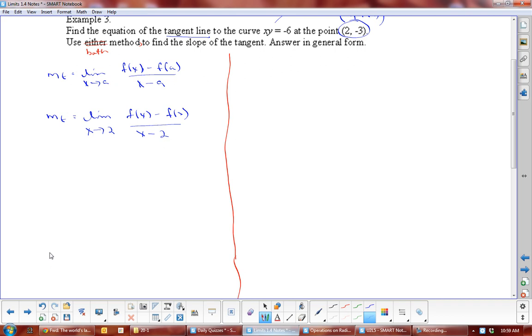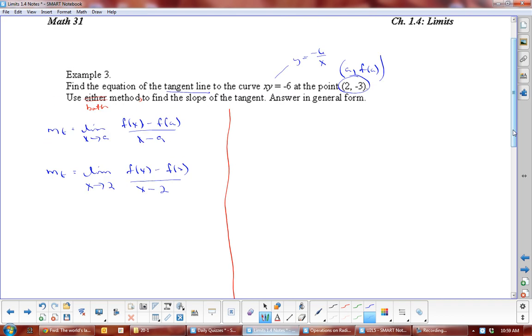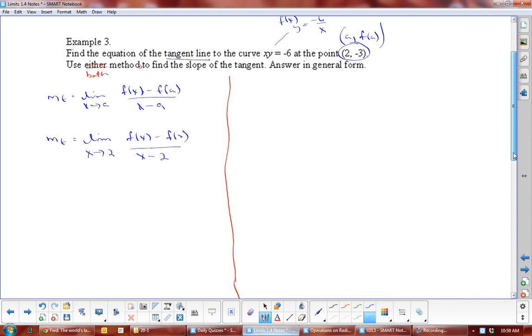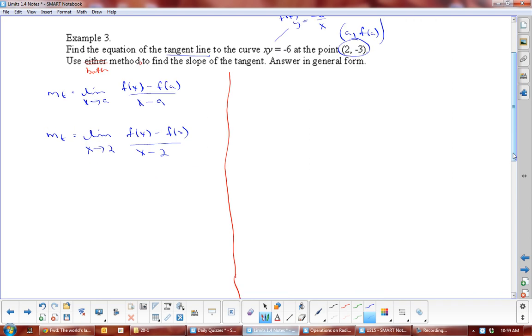Now when we get to this stage, what is f of x? We can very specifically say that it is going to equal -6 over x. This isn't the nicest one to first learn with because of those fractions. So mt equals the limit as x approaches 2 of -6 over x minus f of 2, over 2, all over x minus 2.